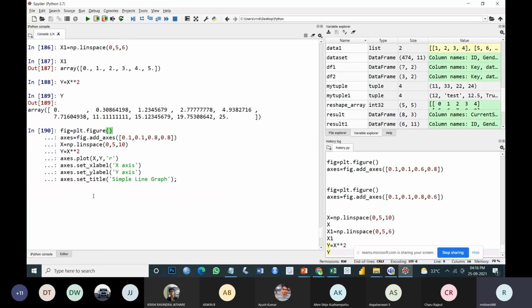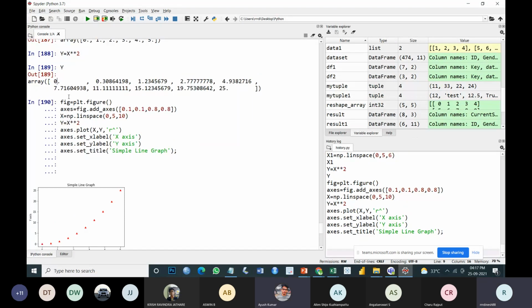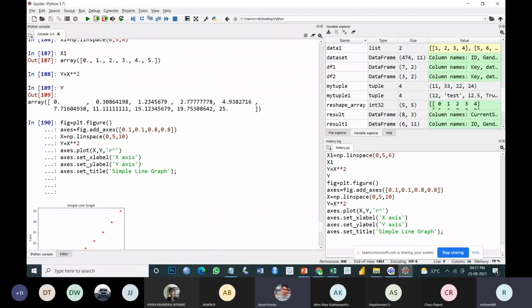If you are not understanding that, then instead of this r, let me put a diamond shape. Now you can see the values. So what is the first combination? x is 0 and y is, so this is y equal to x square. What is x? 0.